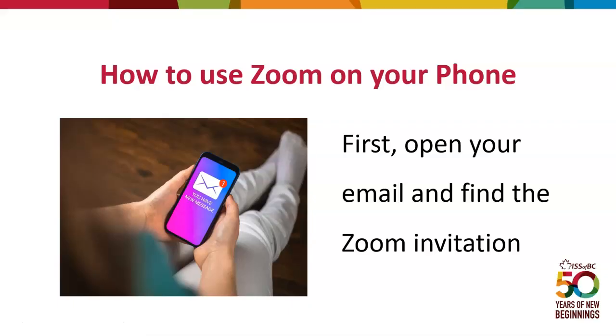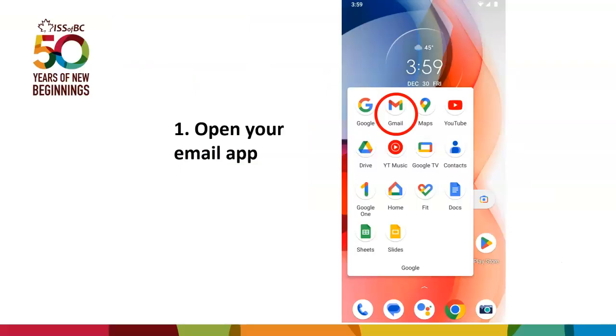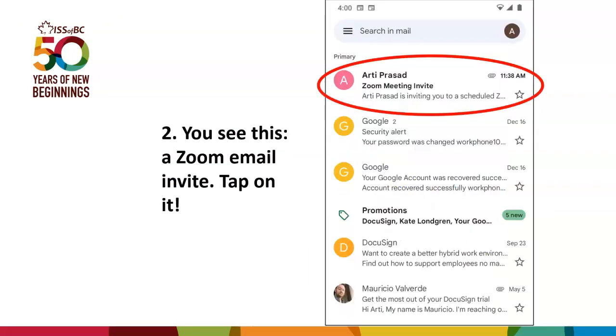How to use Zoom on your phone. First, open your email and find the Zoom invitation. Open your email app on your phone. In your email, you see this, a Zoom email invite. Tap on it.